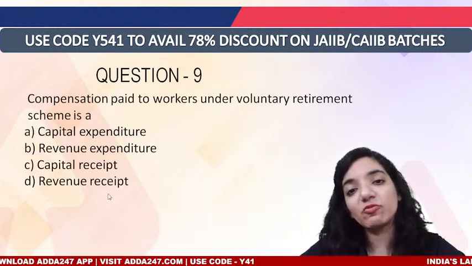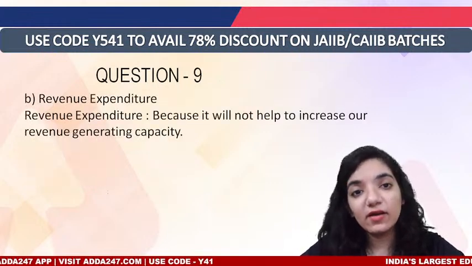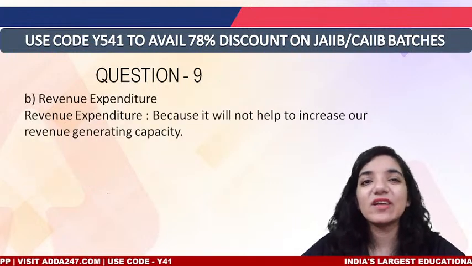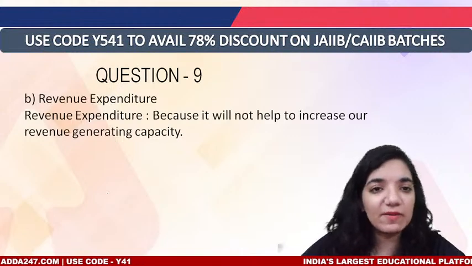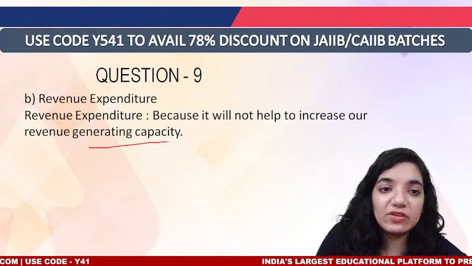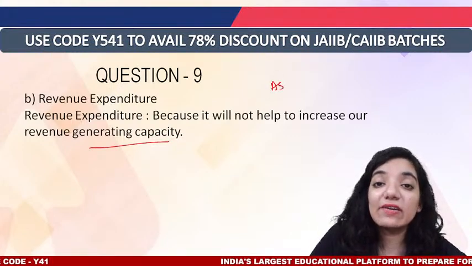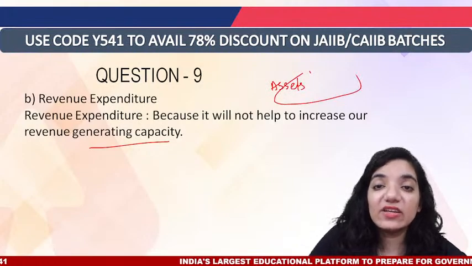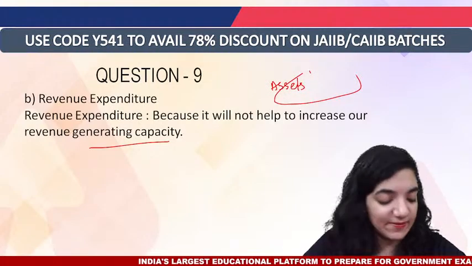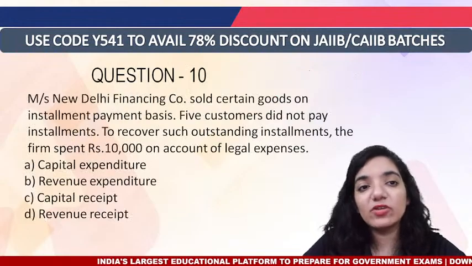This particular amount will always be a revenue expenditure because there's no increase in terms of the generating capacity. Again, revenue generating capacity is something which is increased or enhanced by the assets. It is not enhanced by anything else. Now let's move on to the next question.